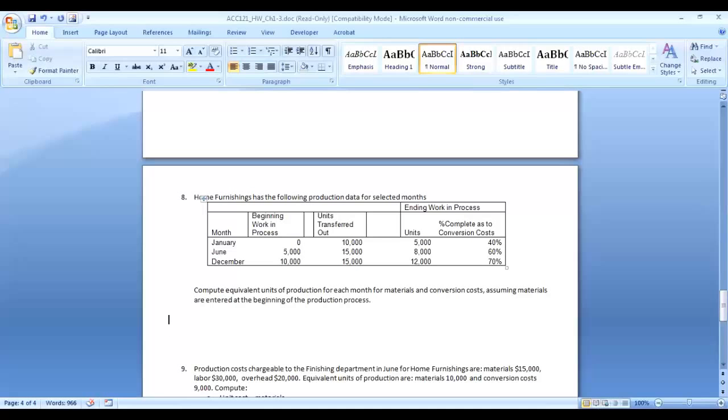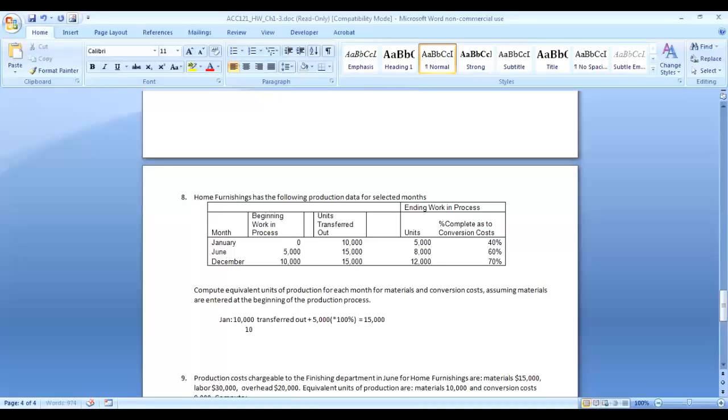While we're on that subject, how would I calculate equivalent units of production for January in this problem? The 10,000 plus 5,000 in the working process. Yeah, so 10,000 transferred out plus 5,000 in ending work in process, and here we knew materials were at the beginning of the process, so if we're doing materials, 100%, that would be equivalent units of 15,000.